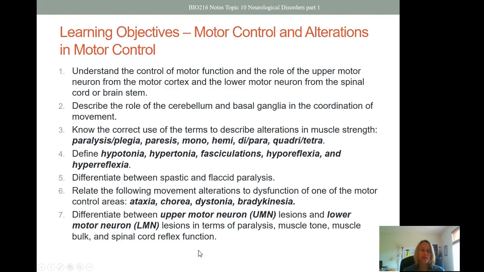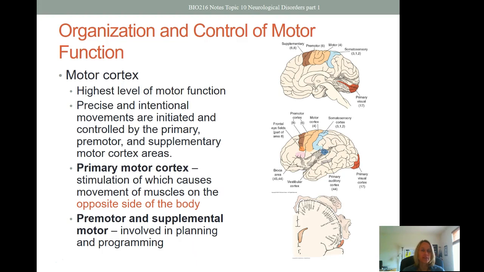Okay, so now we're going to talk about motor control and alterations in motor control. So let's look at the organization of motor control. The motor cortex is the highest level of motor function, and this is where we have precise and intentional movements that can be initiated and controlled. We have different areas of the motor cortex.